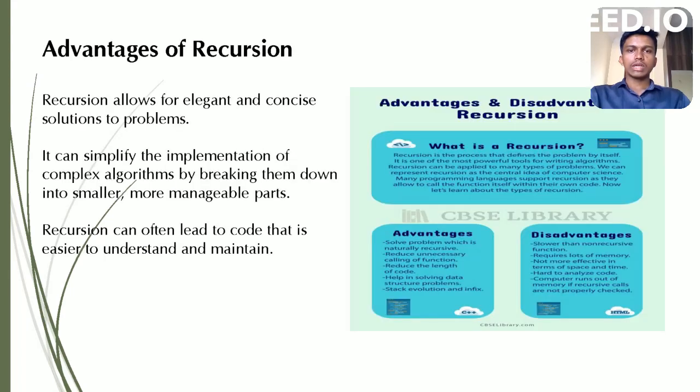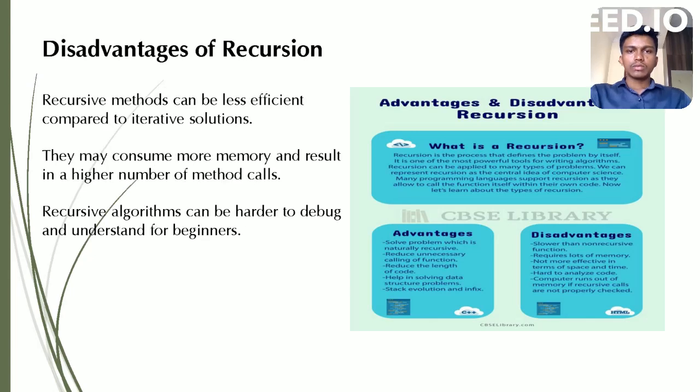Advantages of recursion. Recursion allows for elegant and concise solutions to problems. It can simplify the implementation of complex algorithms by breaking them down into smaller, more manageable parts. Recursion can often lead to code that is easier to understand and maintain. Recursive solutions often follow a divide and conquer approach, breaking the problem into smaller, more manageable subproblems. This can simplify complex tasks. Some problems inherently exhibit recursive structures, and solving them using recursion aligns well with their nature. Examples include tree traversal and certain mathematical calculations.